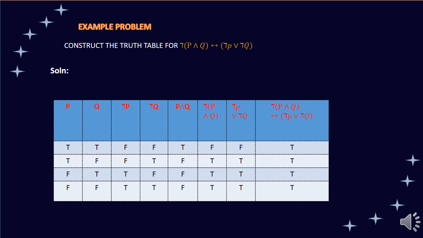P and Q: we want to multiply the first two columns. By the definition of conjunction, both truth values being true means true, otherwise it will come false. Next, negation of (P and Q). The first row of P and Q is true, so it will write false. Otherwise, the remaining three rows will come true, true, true.